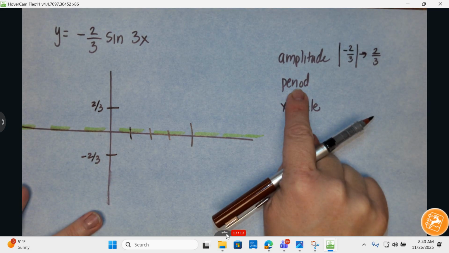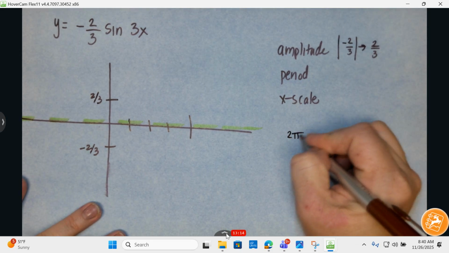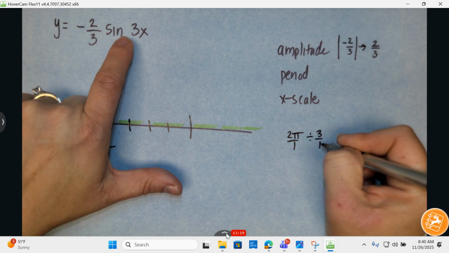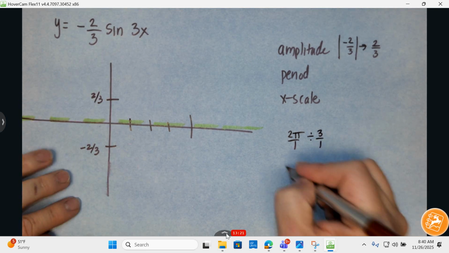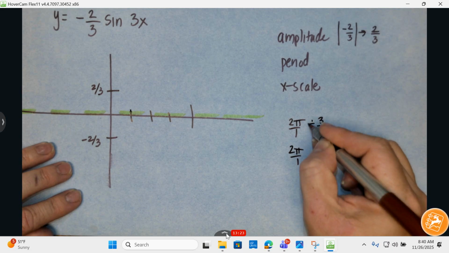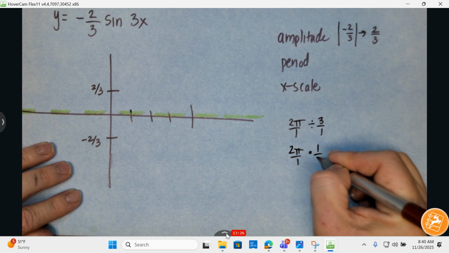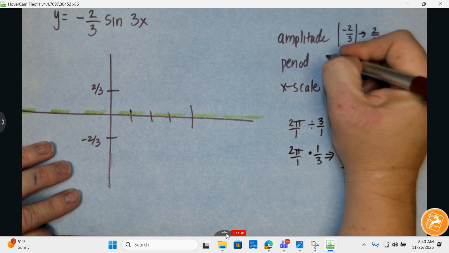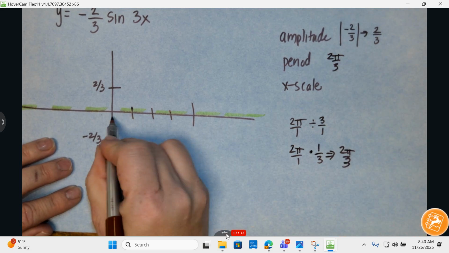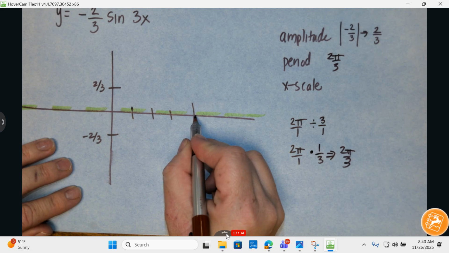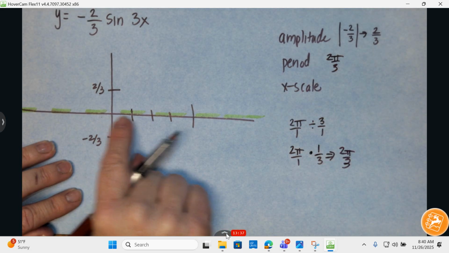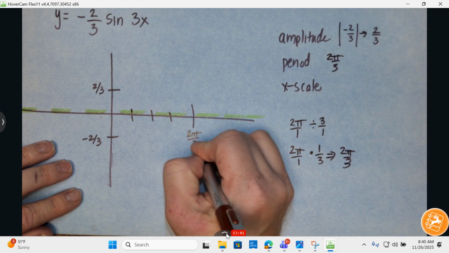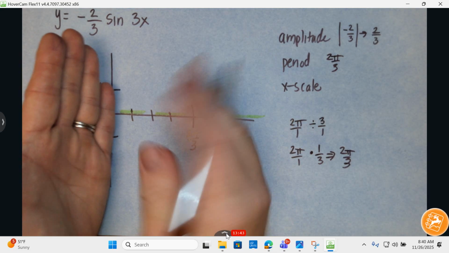Next is the period. I'm taking 2 pi and dividing it by 3, 2 pi divided by whatever value is directly in between the sine and the x. So 2 pi over 1, we're going to keep, change, and flip. That gives us 2 pi over 3. So 2/3 pi is going to be this period. That means after 4 steps, the period is always going to align for sine and cosine. After 4 steps, we have a horizontal length of 2 pi over 3. I've done this motion.